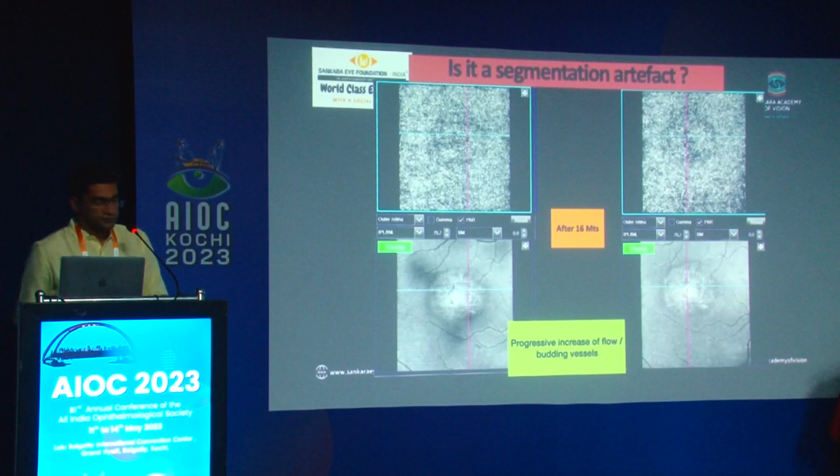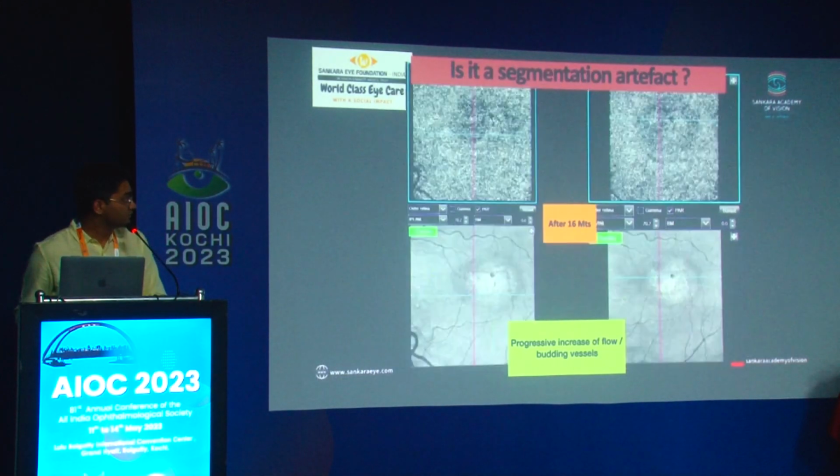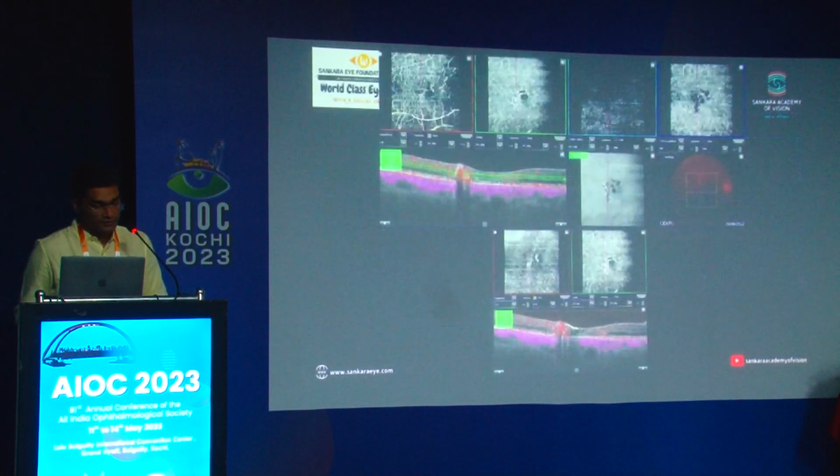So whether there is actually an increase, because as we can see, those small hyperreflective flow signals which we are seeing in the outer retina look to be increasing, but whether there is actually a neovascular complex, we do not know. So these can be segmentation artifacts, as we can see.